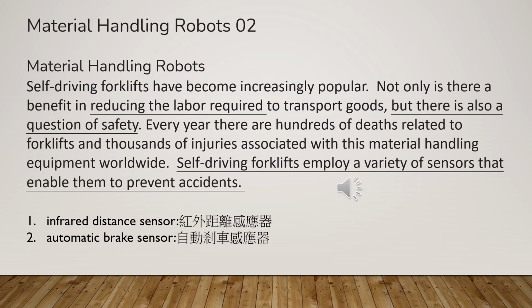Material handling robots. Self-driving forklifts have become increasingly popular. Not only is there a benefit in reducing the labor required to transport goods, but there is also a question of safety. Every year there are hundreds of deaths related to forklifts and thousands of injuries associated with this material handling equipment worldwide. Self-driving forklifts employ a variety of sensors that enable them to prevent accidents.